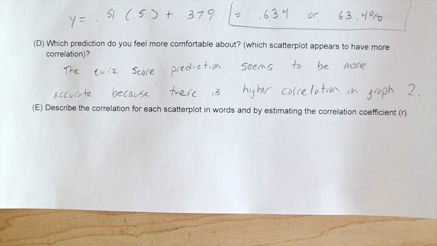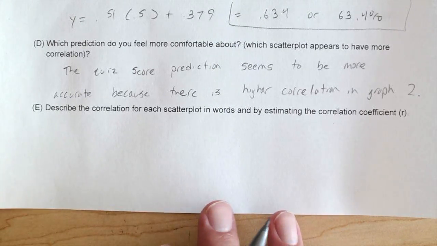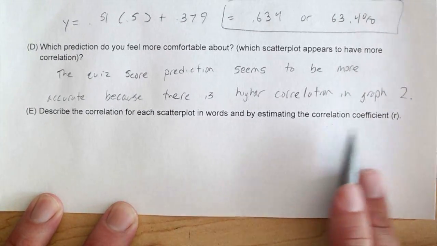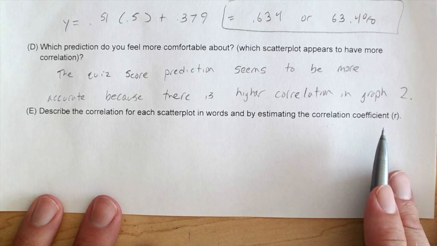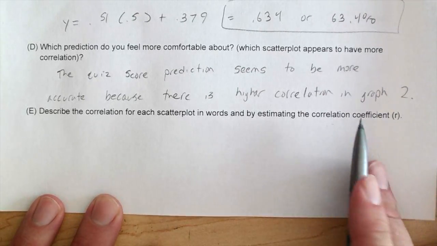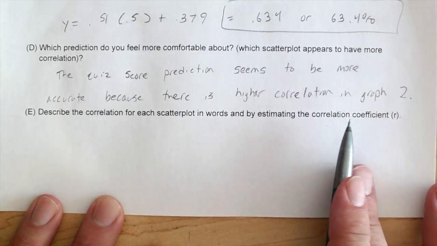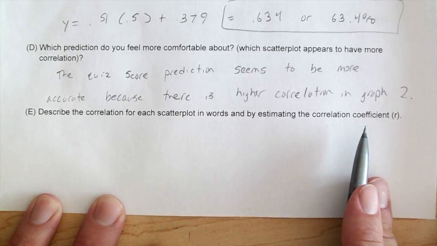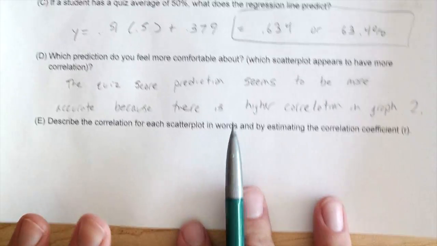And E says to describe the correlation of each scatter plot in words and by estimating the correlation coefficient. So this is going to be our big statistic in this whole unit. The good news is that there aren't like 10 different statistics in this unit, like the median and the mean, there's only like 3, okay? But the correlation coefficient is going to be a number that describes the correlation.